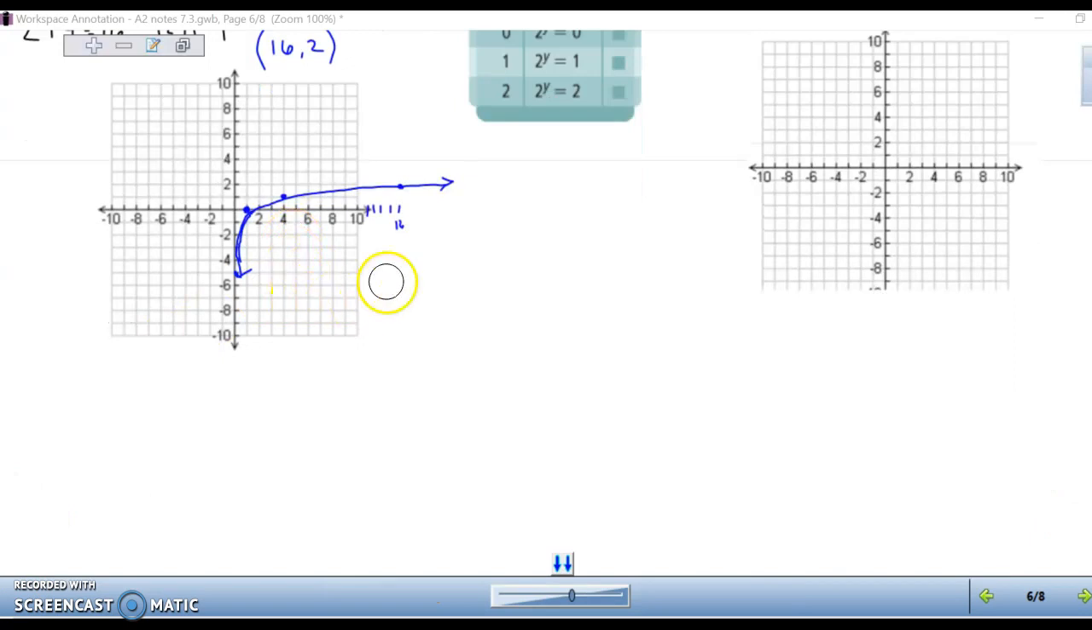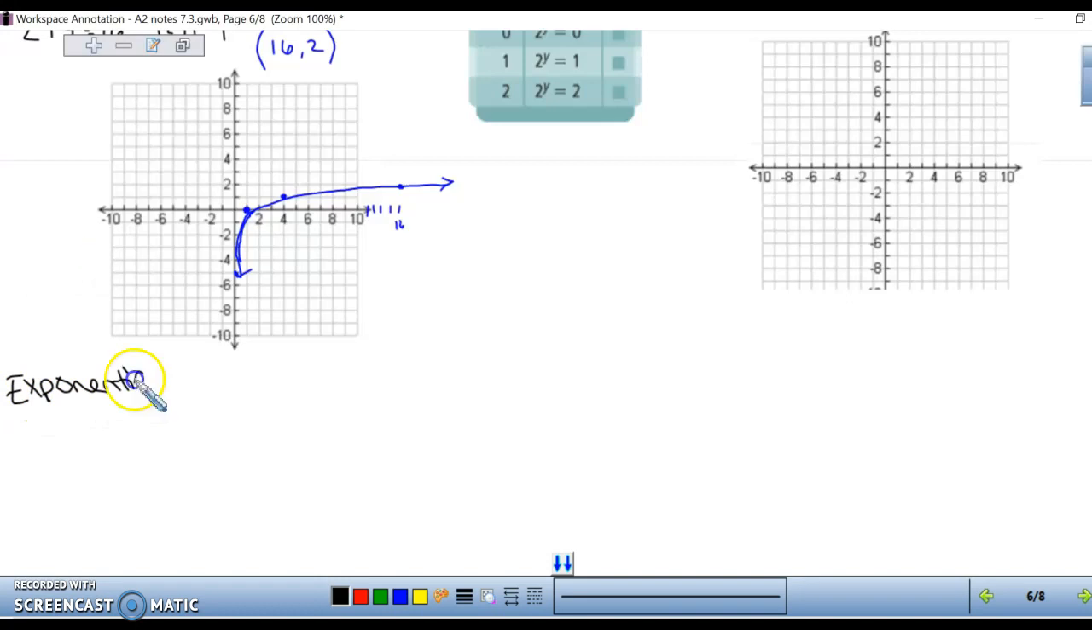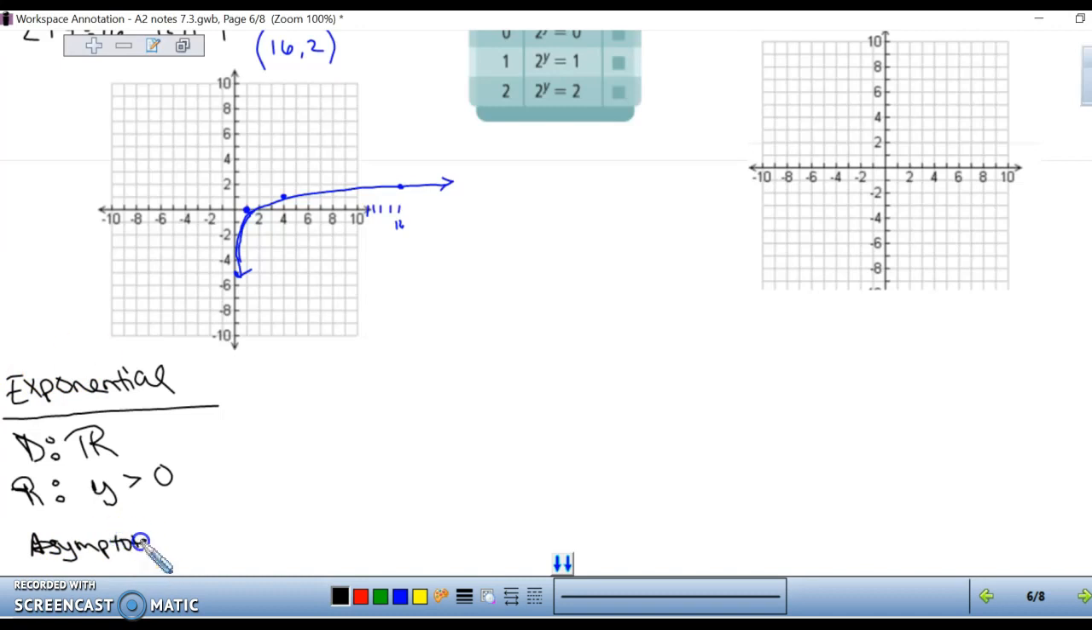Alright, after graphing, this is what your graph should look like. Let's talk about the domain and range. Let's first review the domain and range of an exponential function. So the domain for an exponential function is all real numbers. This should be review because we talked about it in 7.1. The range of an exponential function is y is greater than 0. And we also need to talk about the asymptote, which is the line that it approaches but never crosses. And in an exponential function, that's your x-axis.